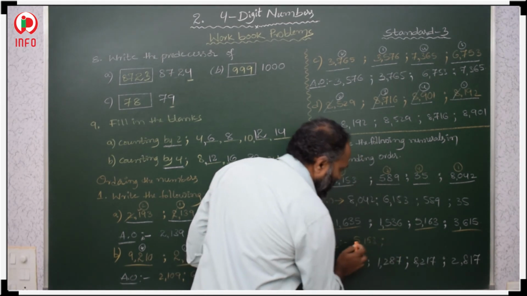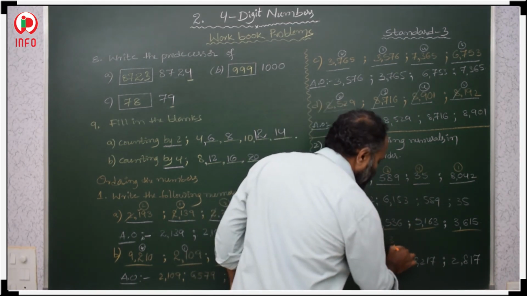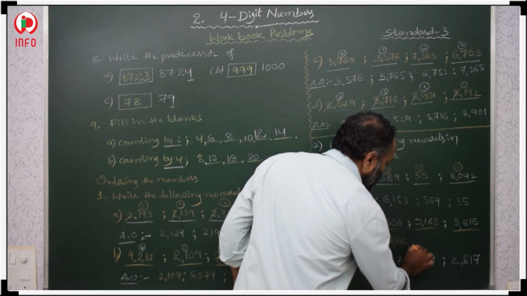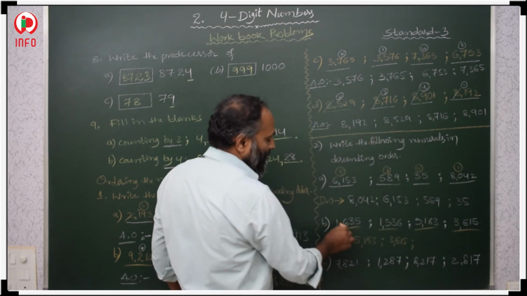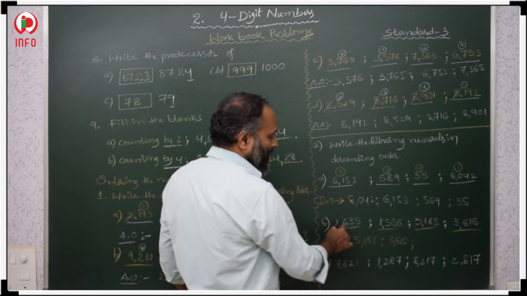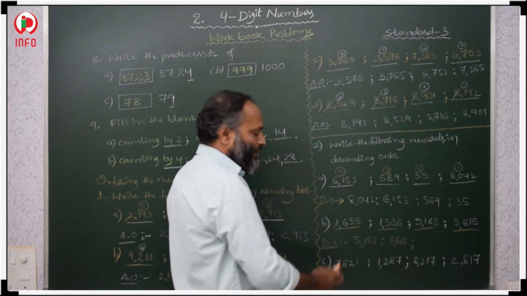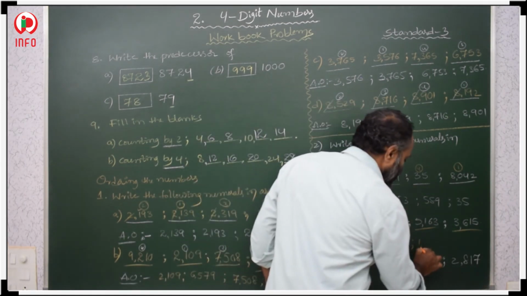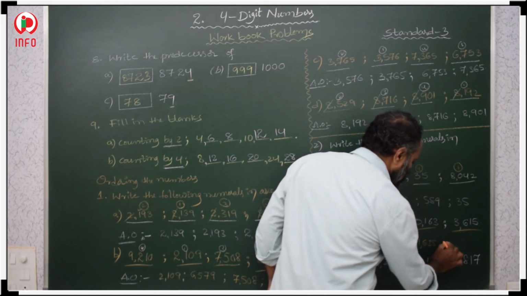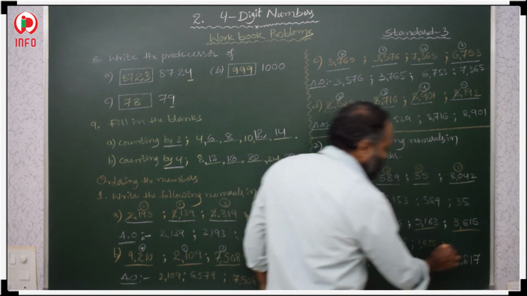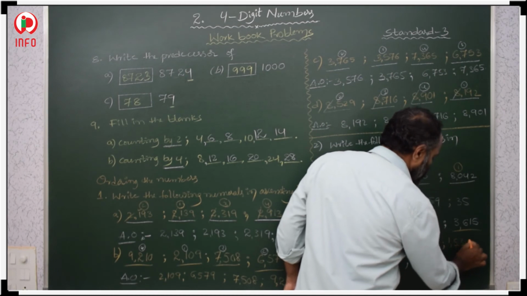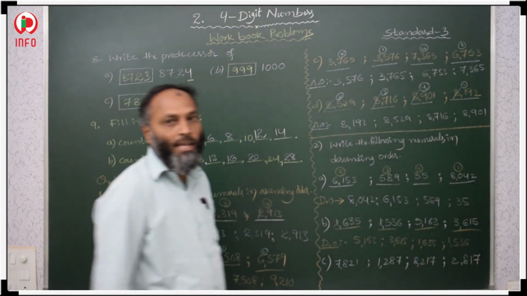5163. After 5, 3: 3615. After 3, 1 and 1. These two are equal, so then we compare 6 and 5. Between 6 and 5, 6 is bigger. 1635. Then after that, 1536. These are in descending order.